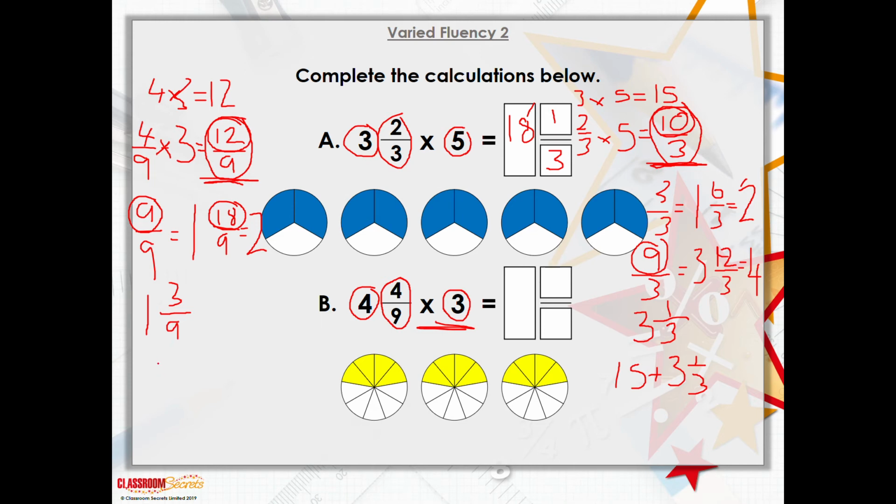Then my final step is to add my whole number with my whole number and my proper fraction at the end. So 1 add 12, or 12 add 1 equals 13. And then my proper fraction at the end, 3/9. 13 and 3/9. And for some of you out there, you probably simplified that already. That's 13 and 1/3.